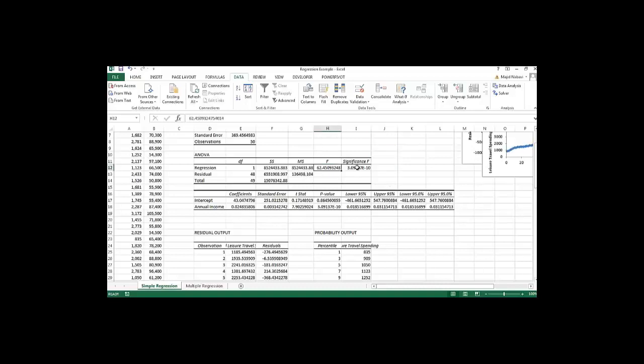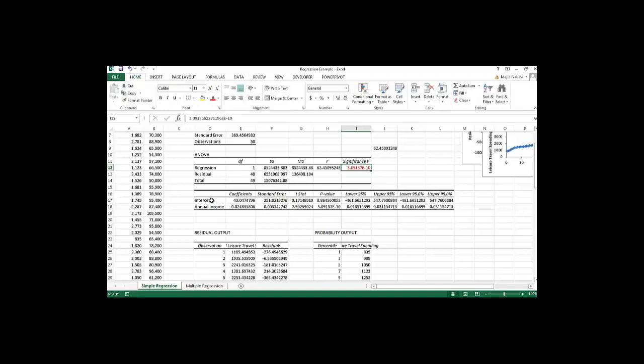F number and significance F. F ratio is a ratio of mean square regression over mean square residual. We can test that. The same number and a very small p-value for F-test shows that our model is significant. There is a significant relationship between x and y. We also have intercept and annual income coefficients.